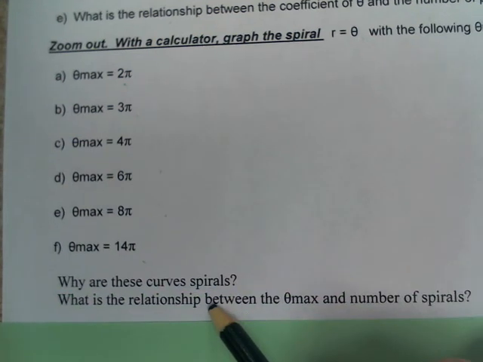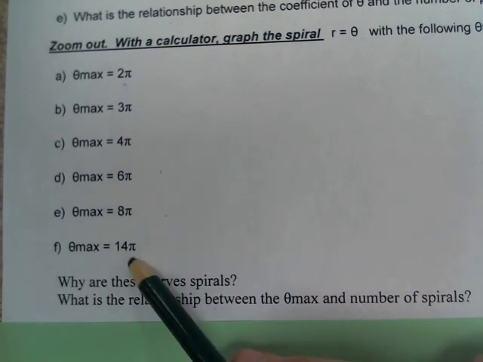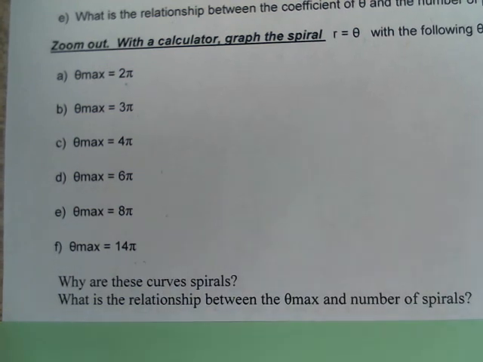And then I want to see if you know what is the relationship between the theta max that you've changed in your window and the number of spirals that occur in all of these graphs.